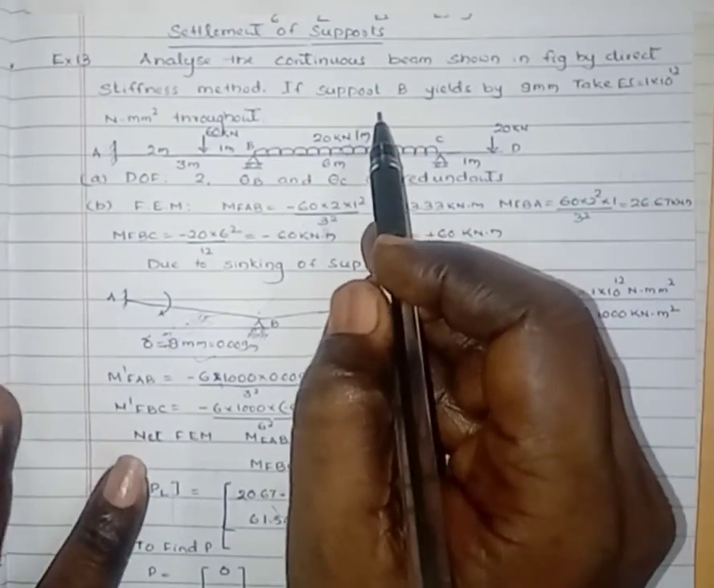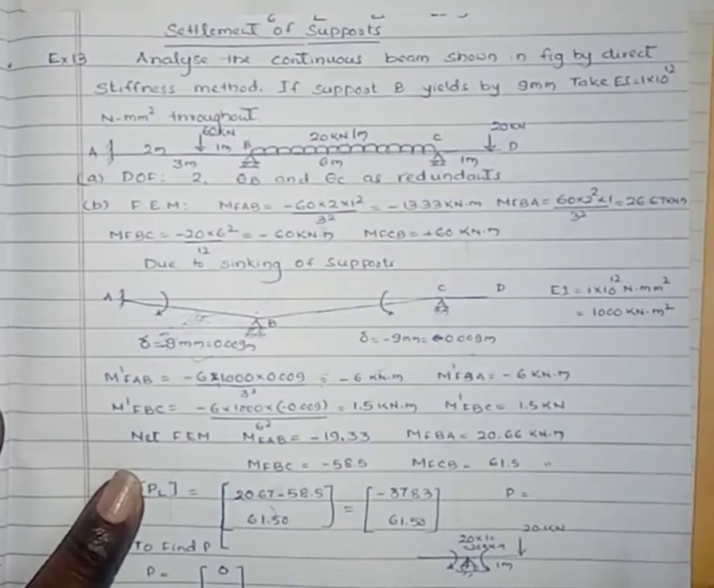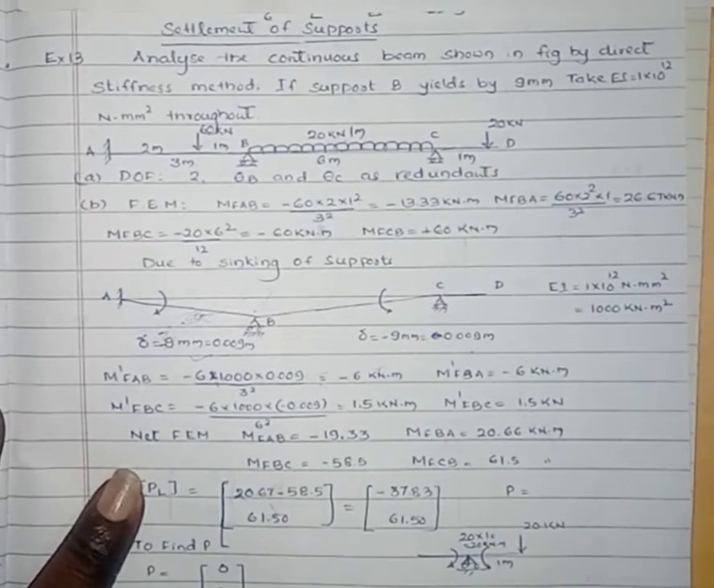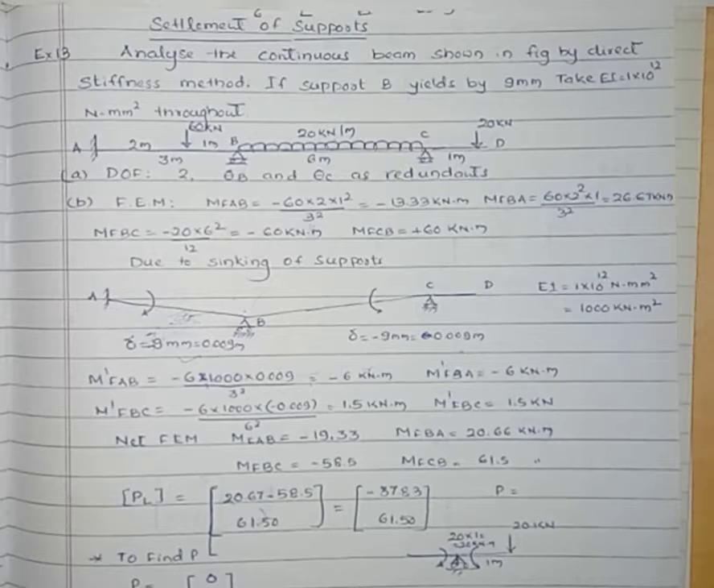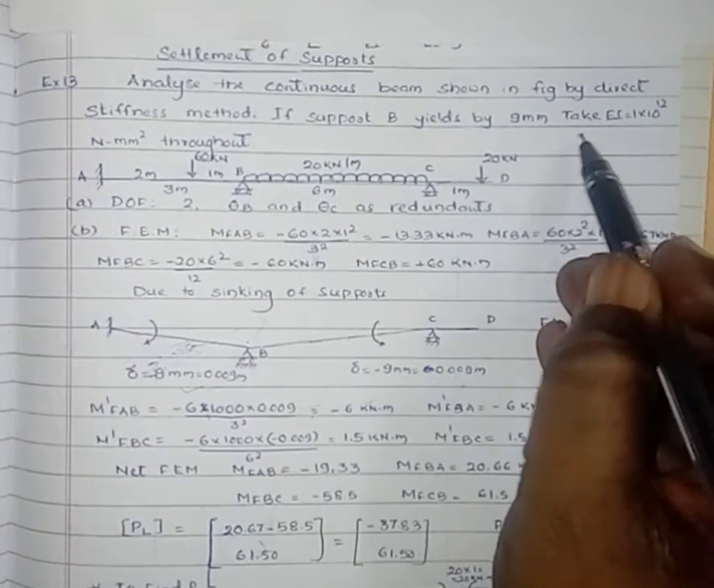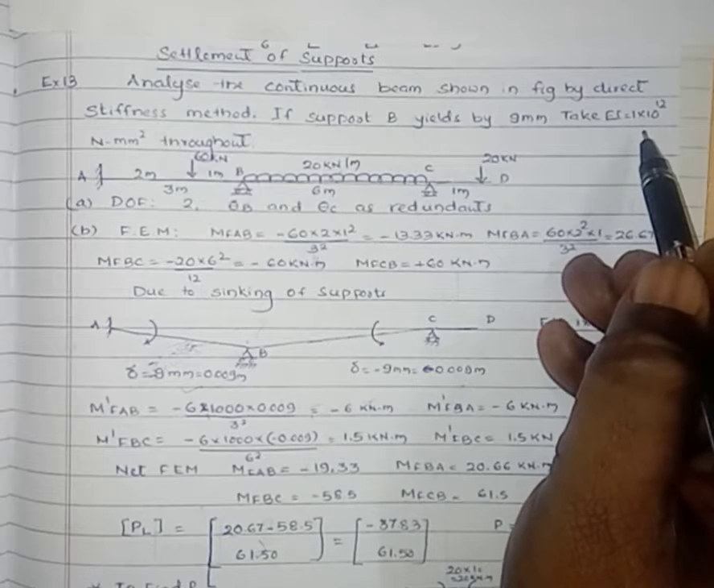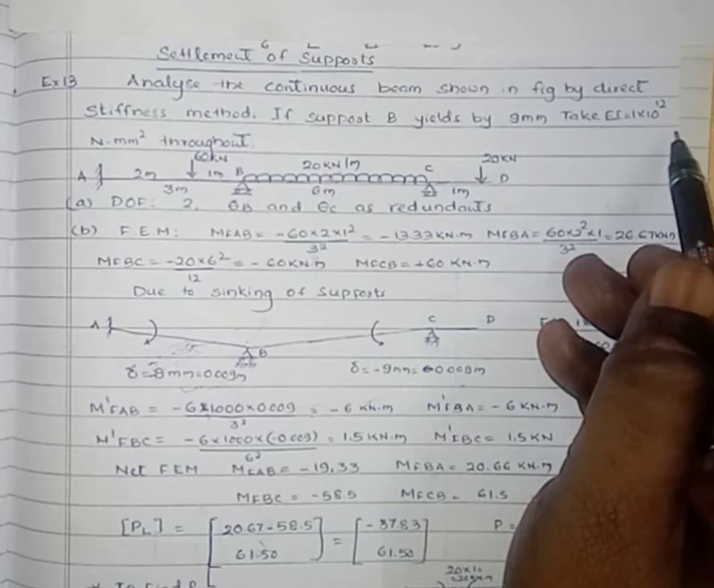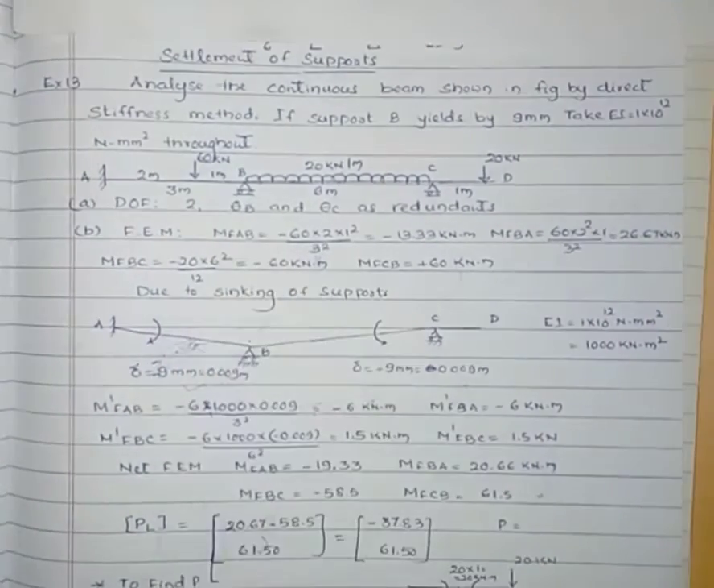If support B yields by 9 millimeter, we have to consider the sinking of the support in the analysis, that is, support B settles by 9 millimeter. Take the value of the flexural rigidity EI equals 1 into 10 to the power of 12 Newton millimeter square throughout.